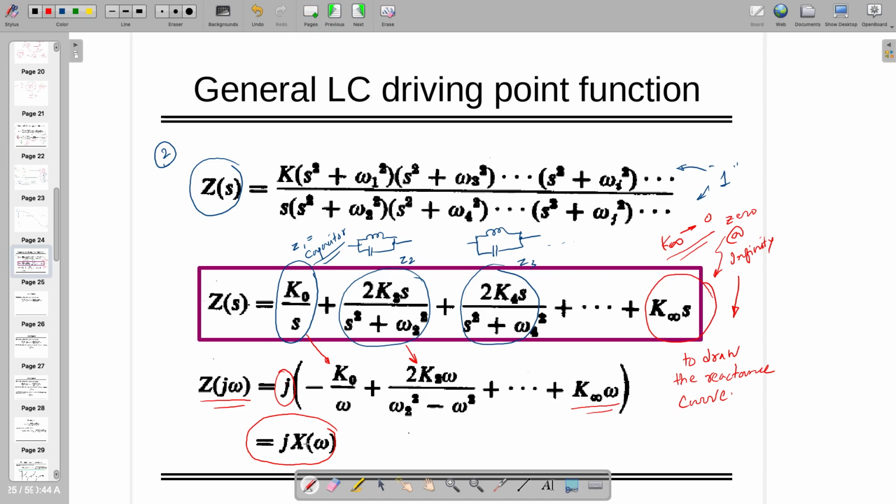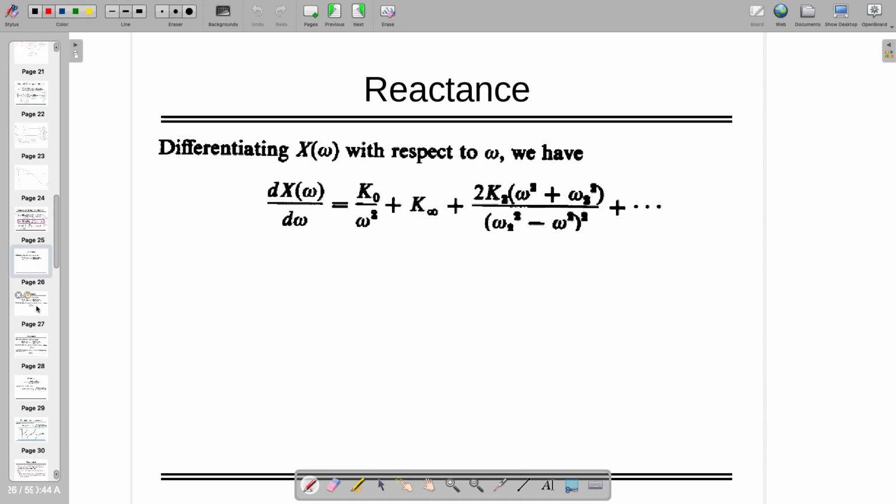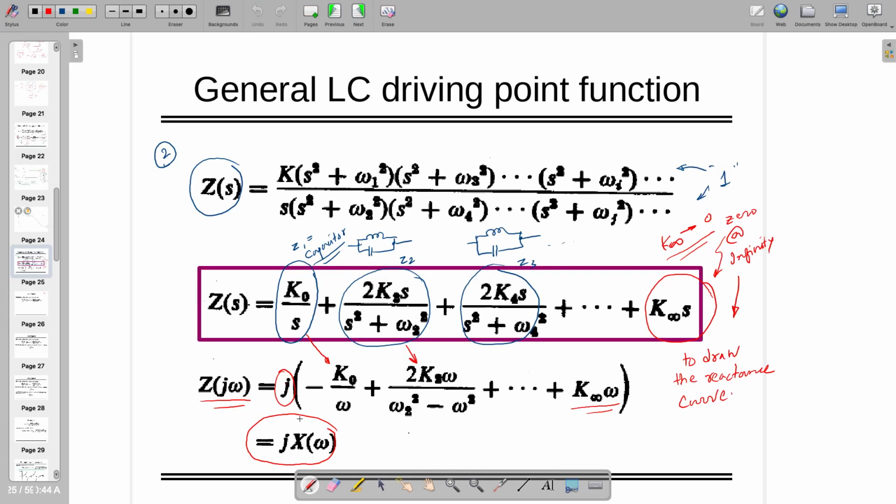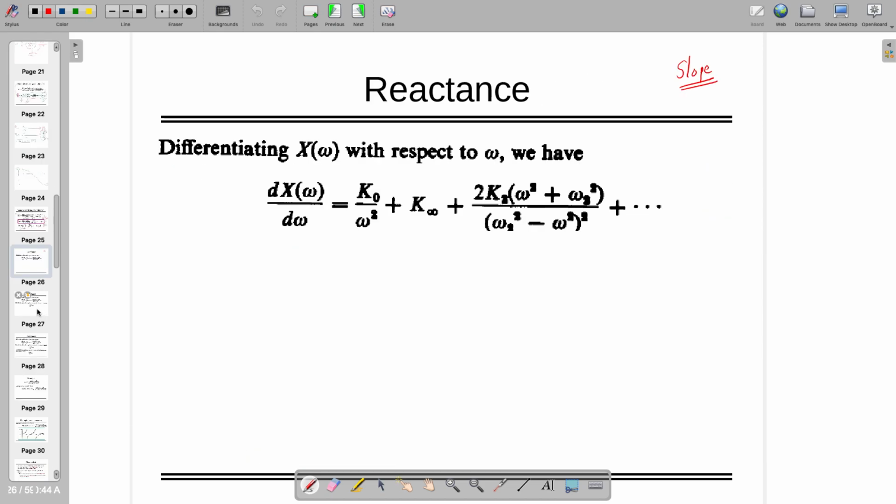omega, where X of omega is reactance, right? And one more thing, if I am interested in finding out the slope of the reactance curve, what I'm going to do is take the derivative of this reactance with respect to omega, d by d omega. So this is the slope of the reactance curve. This is going to give me k0 divided by omega square and so on. You know how to differentiate, right?